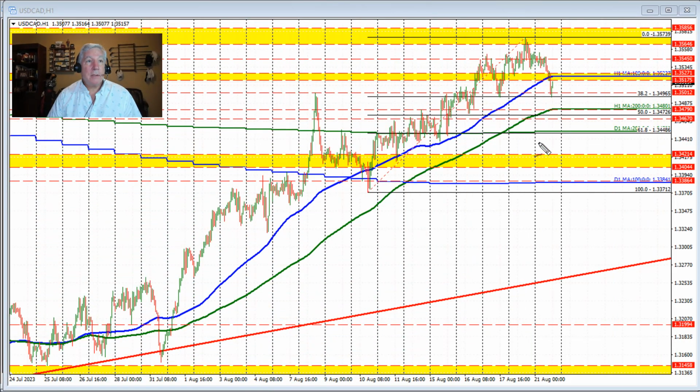I've kickstarted your week with a look at the euro versus US dollar, the dollar versus yen, and the sterling versus US dollar. Now let's take a look at a couple other currency pairs. We'll start with the dollar versus Canada. Looking at the hourly chart of this currency pair, there are two things that stick out to me.